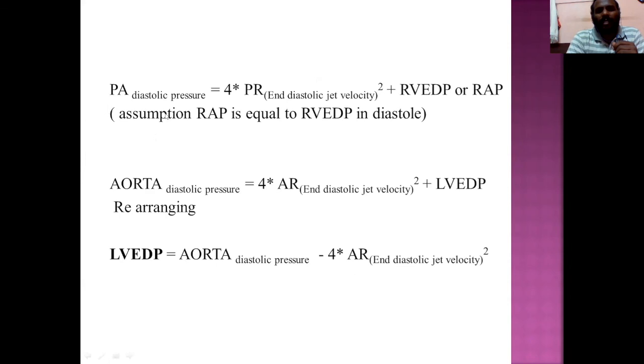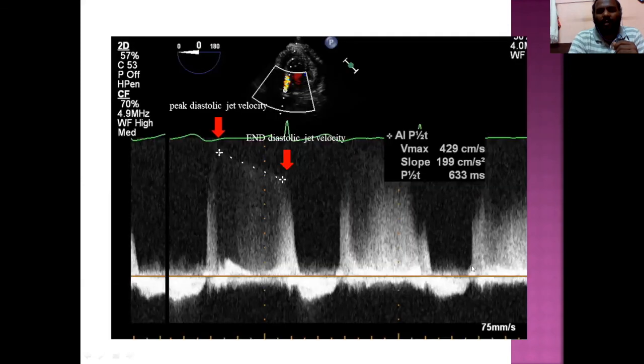Now PA diastolic pressure will be 4 times the PR end diastolic velocity squared plus RV EDP or right atrial pressure. Similarly, aortic diastolic pressure will be 4 times the AR end diastolic jet velocity squared plus LV EDP. So when you rearrange, you will get the LV end diastolic pressure, that is aortic diastolic pressure minus 4 times the AR end diastolic jet velocity squared.